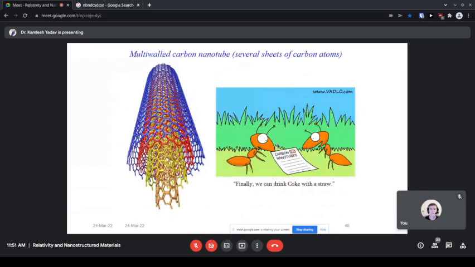Similarly, we can obtain multi-wall carbon nanotube. Multi-wall means there is one wall, second wall, third wall, and so on. Several sheets of carbon atoms. If you roll several sheets of carbon atoms, then you will obtain multi-wall carbon nanotube.